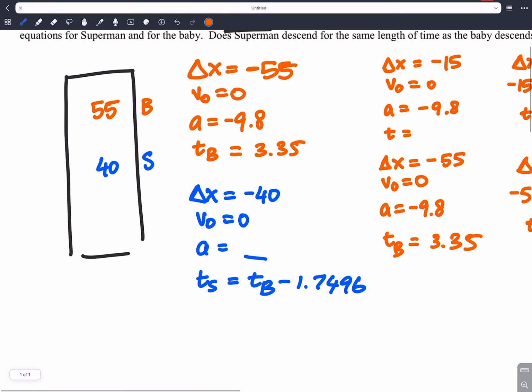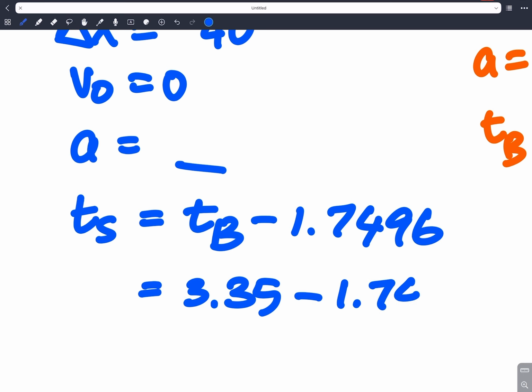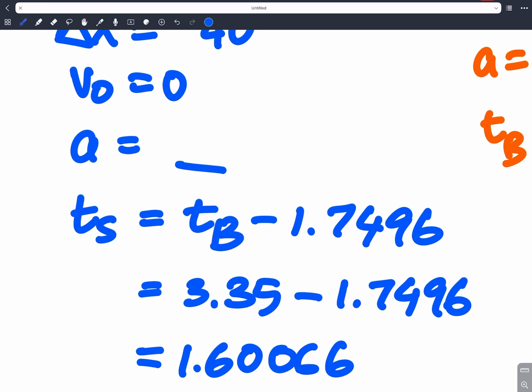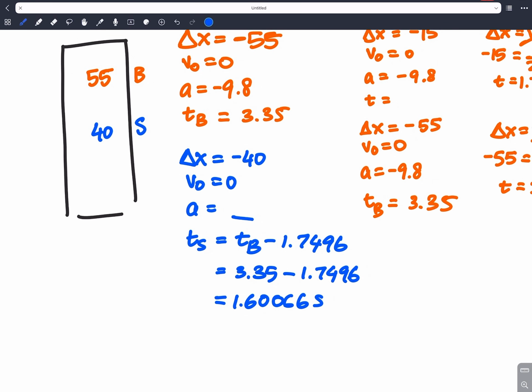3.35. Now we can also solve for Superman's time, because we already have an equation for Superman's time in terms of baby's time. Therefore, Superman's time equals 3.35 minus 1.7496, which gives us 1.60066 seconds.